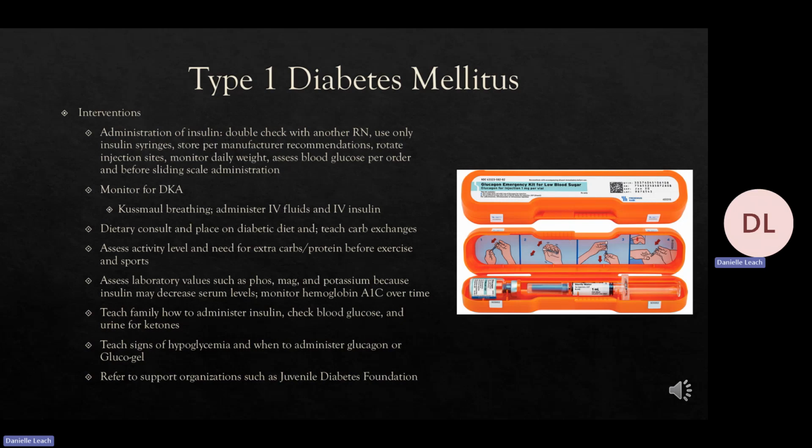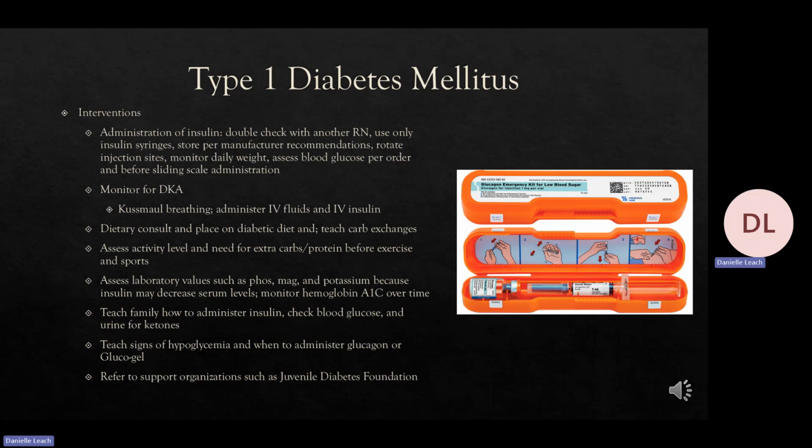refrigerator. We want to rotate the injection sites, for example, on the abdomen or the back of the arm or the thigh or the butt, or sometimes whatever the patient prefers. We want to monitor daily weight and assess the patient's blood glucose per orders and before sliding scale administration if that is applicable. We also want to monitor for diabetic ketoacidosis, which could present with things like Kussmaul breathing patterns, and we would need to administer IV fluids and IV insulin.